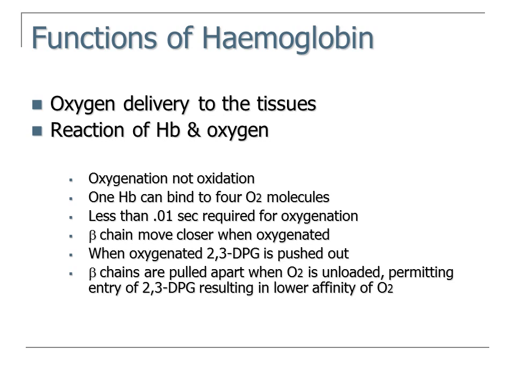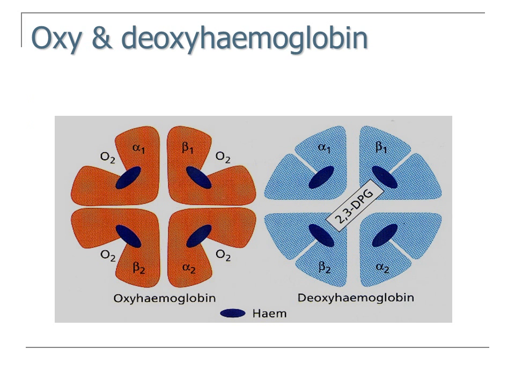So when 2,3-diphosphatidylglycerol is present in the chain of the hemoglobin, there is lower affinity for oxygen. For oxygen to bind with the hemoglobin, this 2,3-diphosphatidylglycerol has to be pushed out of the hemoglobin.